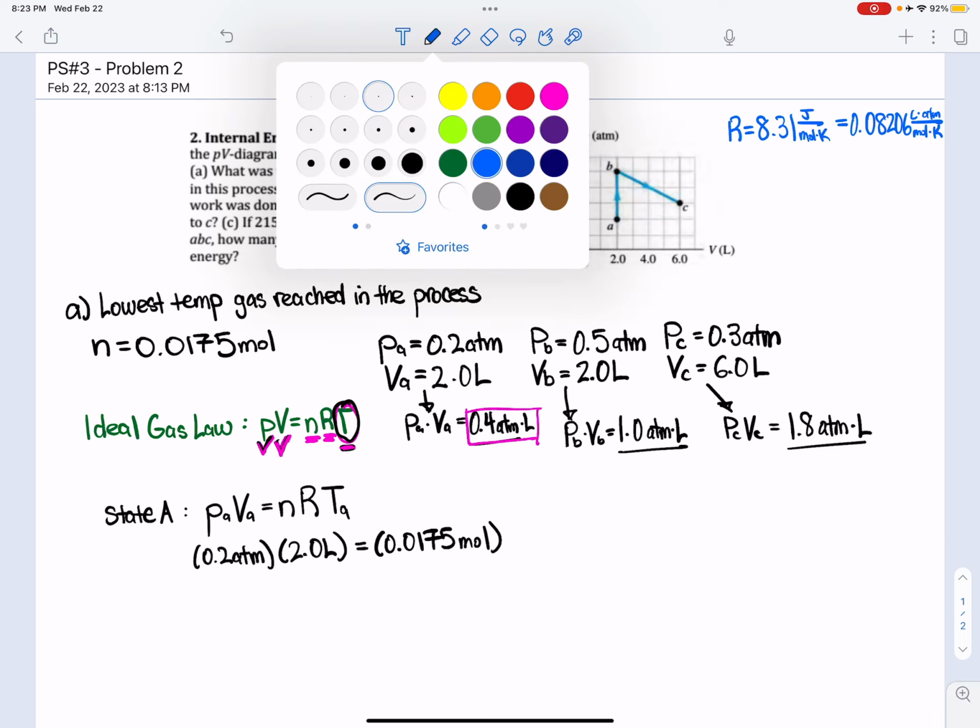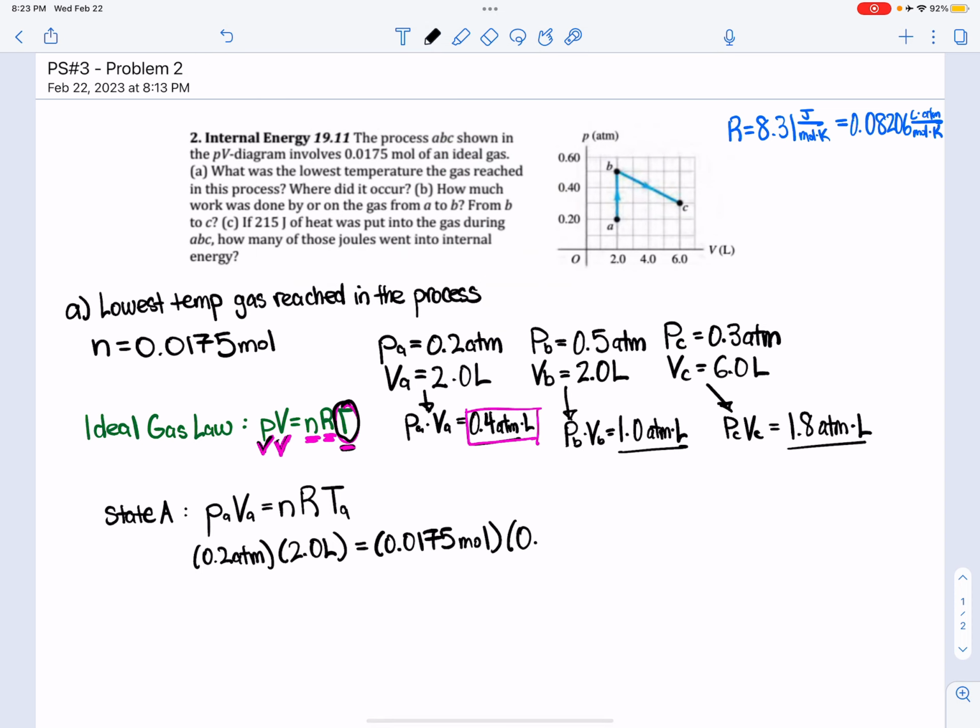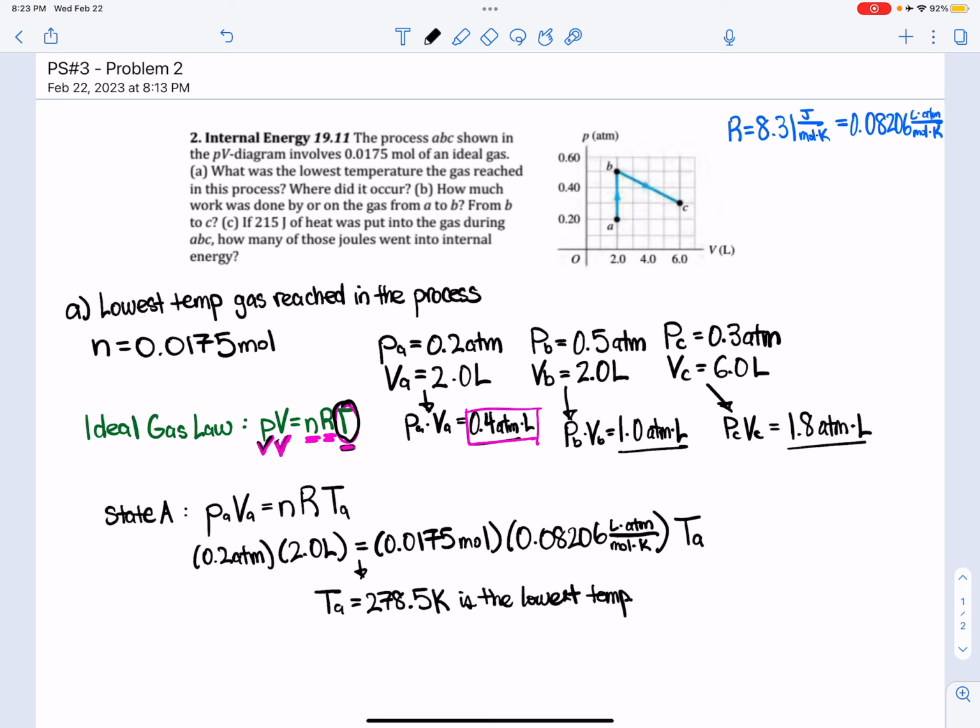Okay, so R is equal to 0.08206 liters times atm over mole times Kelvin. And that will equal temperature at state A, okay? And if I rearrange this, do the algebra, plug it in my calculator, and cancel out the units, I would get that the temperature at A is equal to 278.5 Kelvin, okay? And that is the lowest temperature the gas reached in the process.